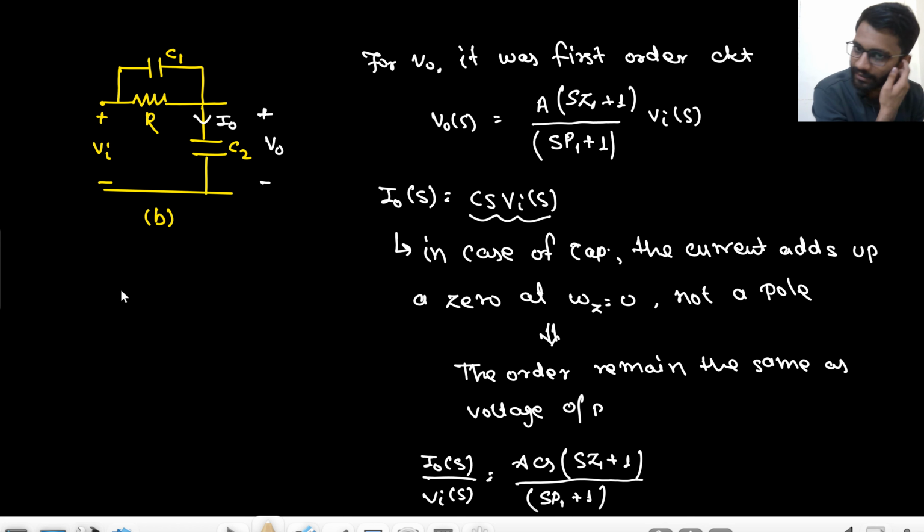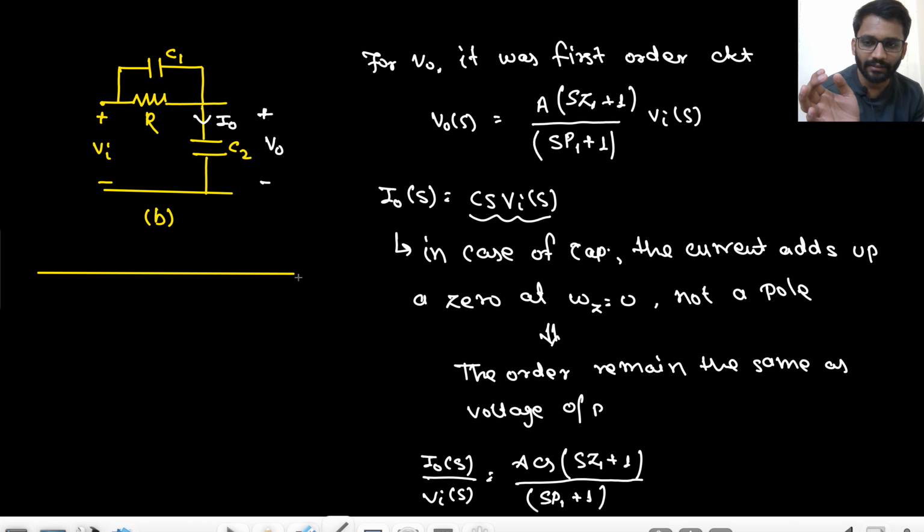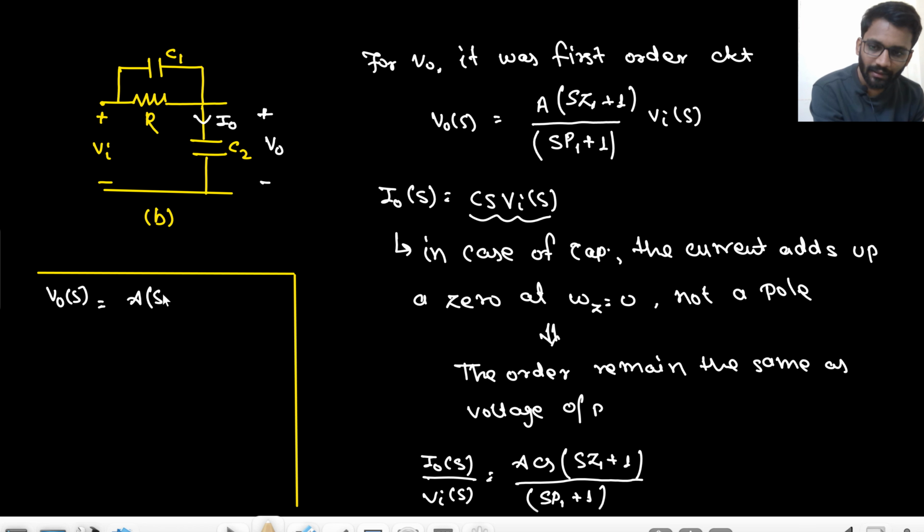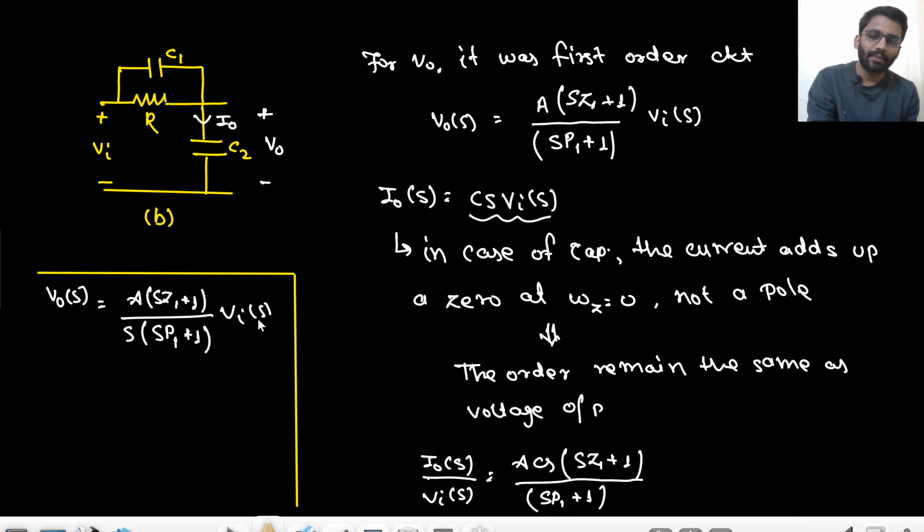And the second thing is that, let's just forget about this circuit. Just think about something else. Let's just assume, in case of a capacitive circuit, your V note S would have been something like this. A, some zero is there, and you have a pole at omega equals to zero. Okay. So what is this? This is the second order circuit, right? Second order, right? Because there are two poles.